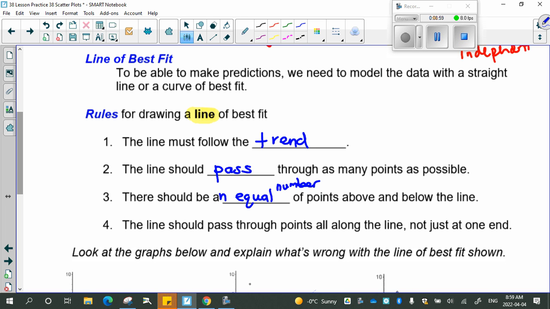And the line should pass through points all along the line, not just at one end, okay? So you're thinking of the whole data, not just the part you think looks like the most linear part of it. You have to take into account all the data points, unless there's an outlier, and we will see a question where there is an outlier.